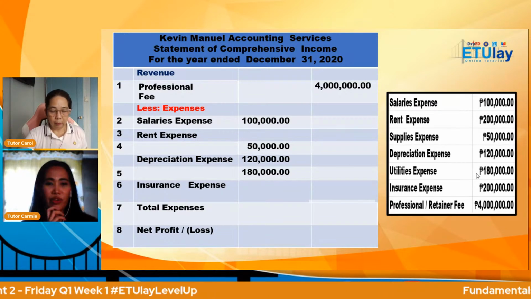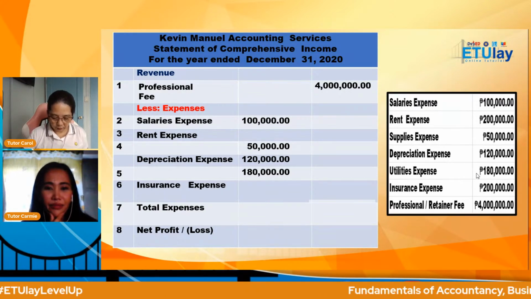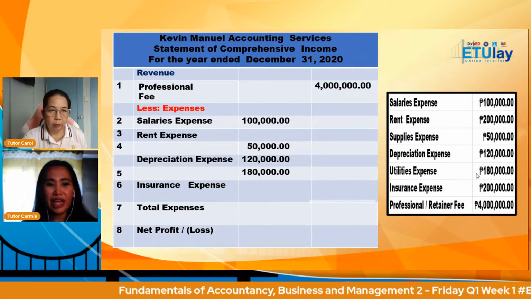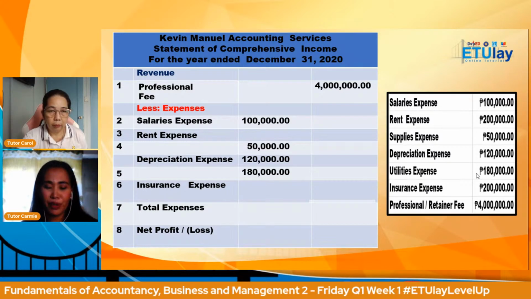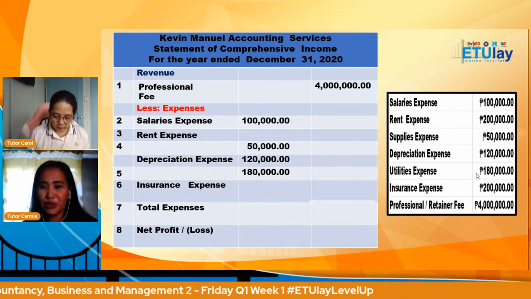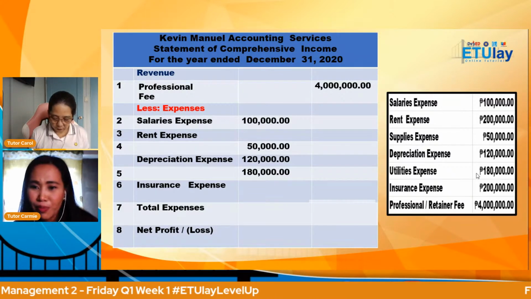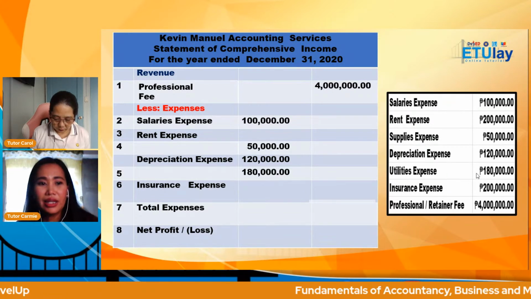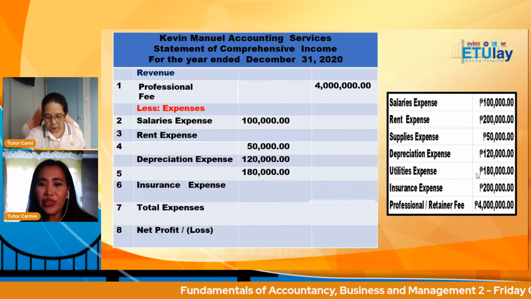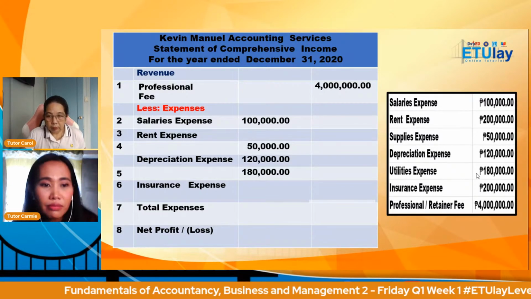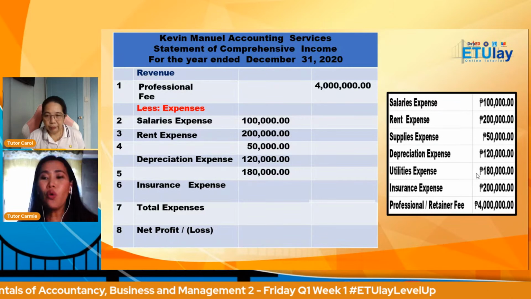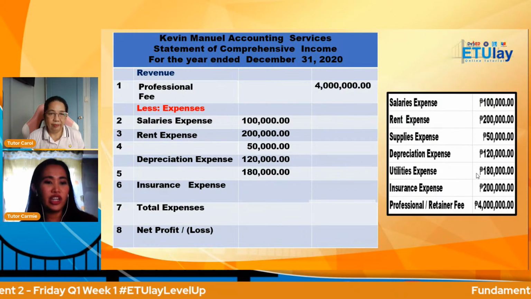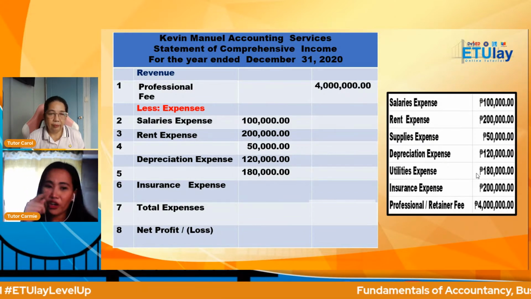Now, let's have number 3. Okay? So, sa number 3 po, rent expense po. Magkano po daw ang naging rent expense for that particular period from the year end to December 31, how much is the total rent expense? Okay, number 3 po ay 200,000. Let's check po your answer if we have the same answer. If your answer is 200,000, you are correct.